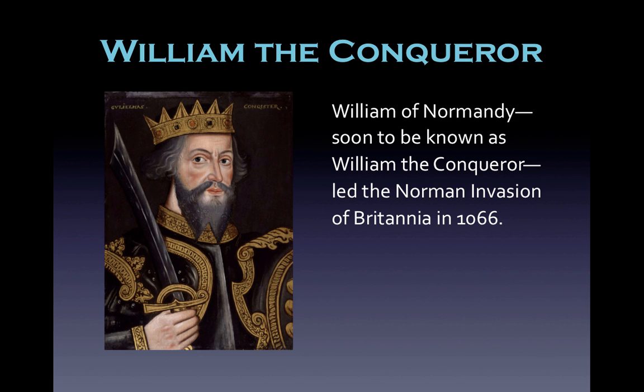William of Normandy, soon to be known as William the Conqueror, led the Norman invasion of Britannia in 1066. He was actually related to the Anglo-Saxon kings that he conquered, and he was spurred to action by the belief that he was entitled to the crown. His aim, therefore, was to conquer the Anglo-Saxons, not to eliminate them.